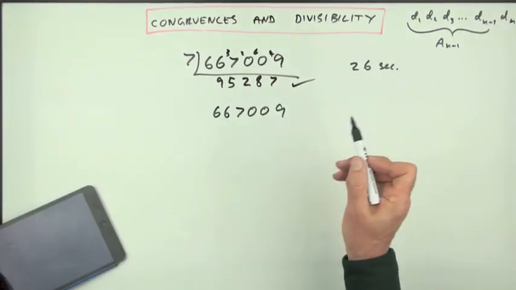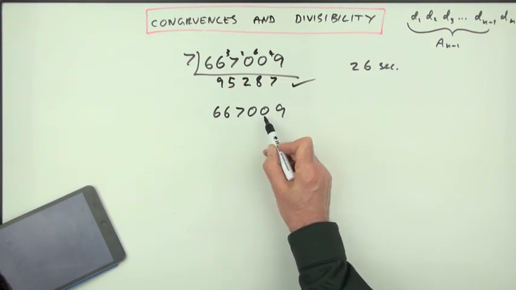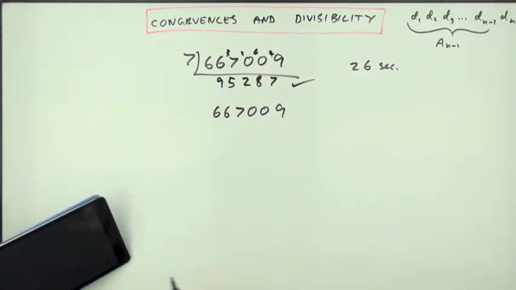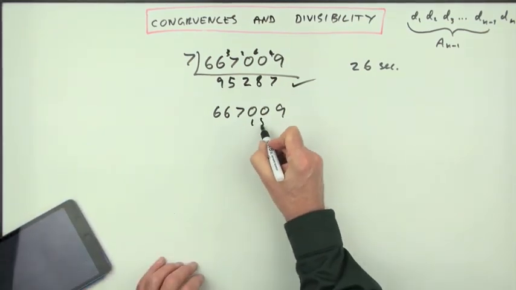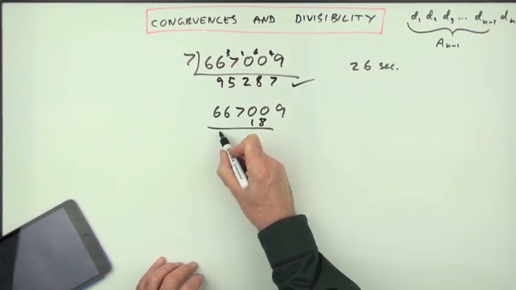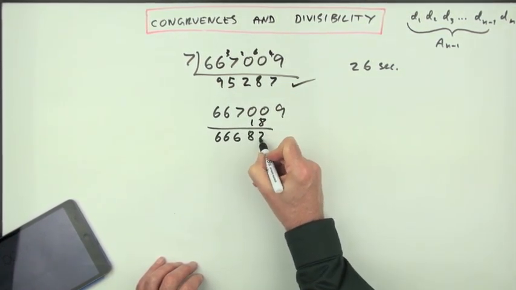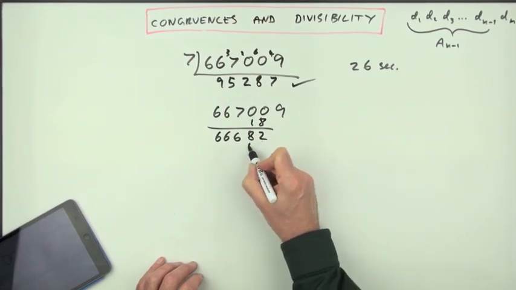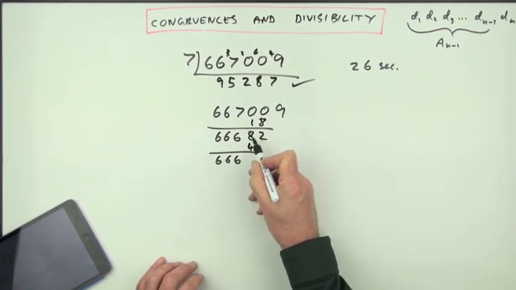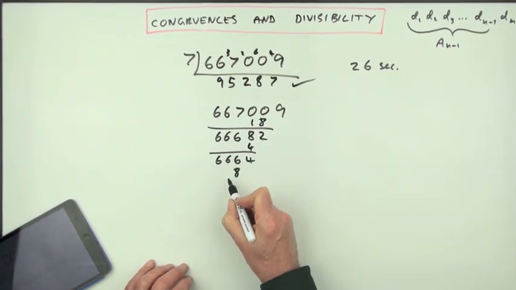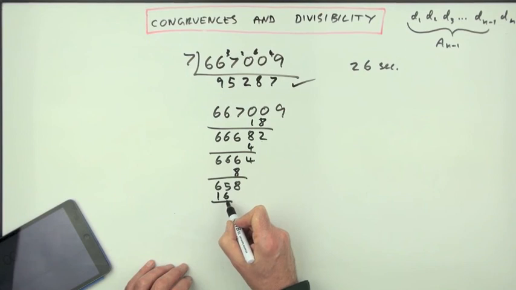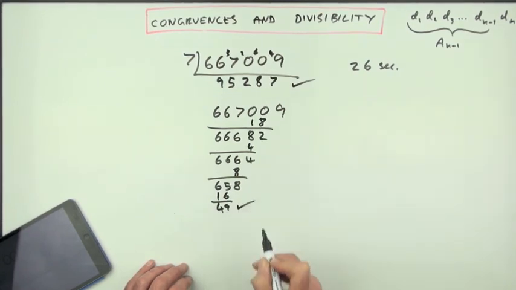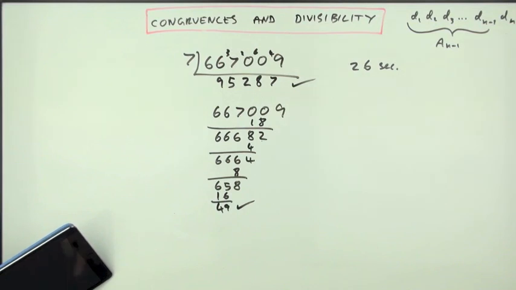Now for that test, that algorithm: subtract twice the last digit from the preceding block of digits. There we start. So that means take 18 from this, so that's going to be 66682. Take double that, which is 4, from this: 6664. Take 8 from this: 658. Take 16 from this, so that's going to be 49. It works. Just press stop.